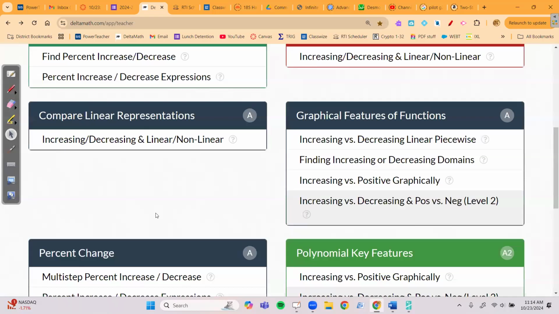What does it mean to you when something increases? It goes up. We can say the same thing about a graph. If a graph's going uphill, it's increasing. What does it mean to decrease? It's going down. What does it mean to be positive? It's above zero. To be positive means you're above zero.